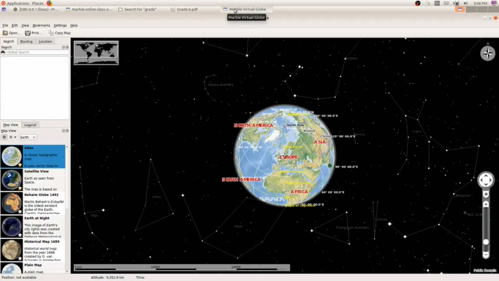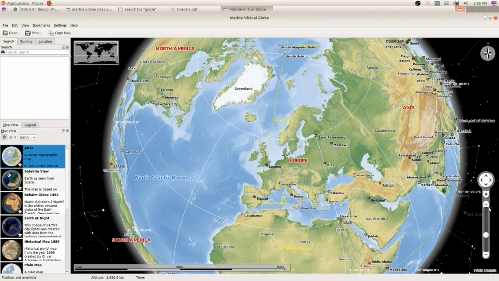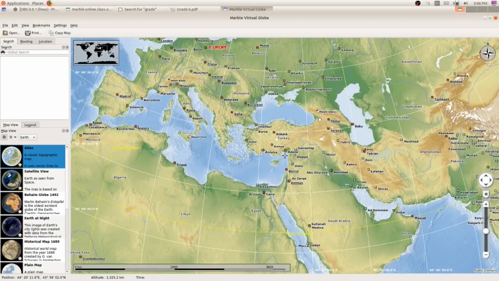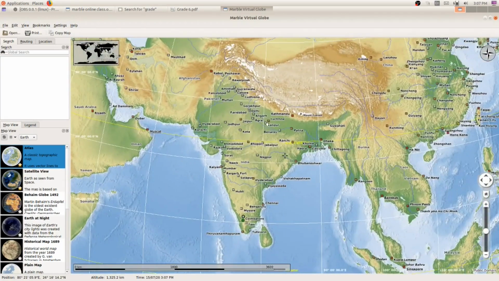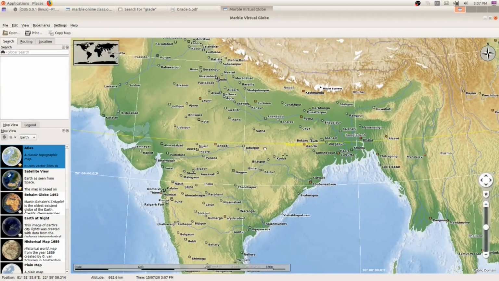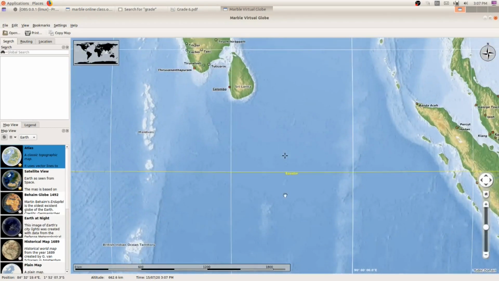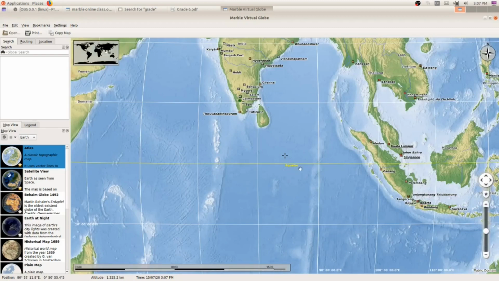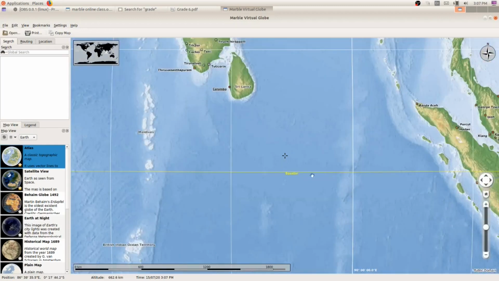Now the application will open like this. You have to zoom in; I told you in the last class. You can see here the zoom in option. You take India, just drag like this. Now it is India. Now I will show you this latitude. One of the latitudes, can you see here this yellow line? I zoom out. This yellow line is the equator. It is written here, equator.